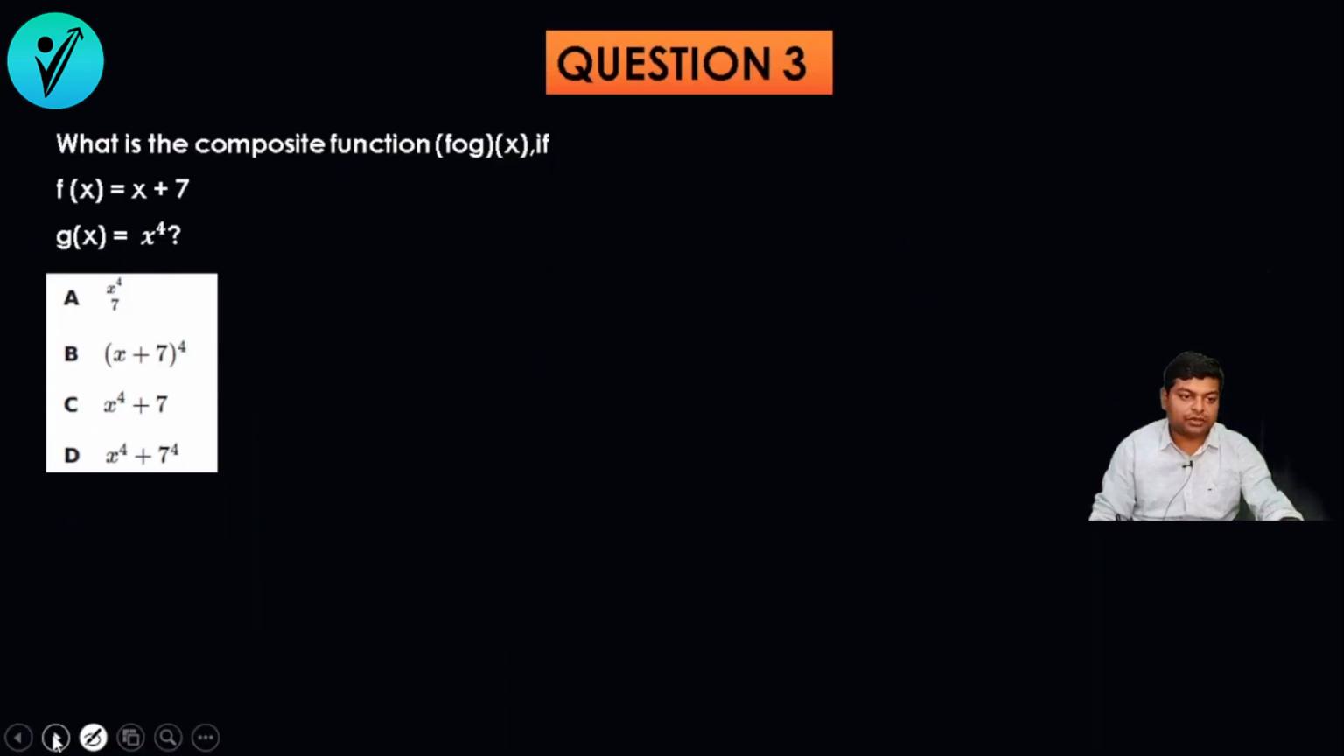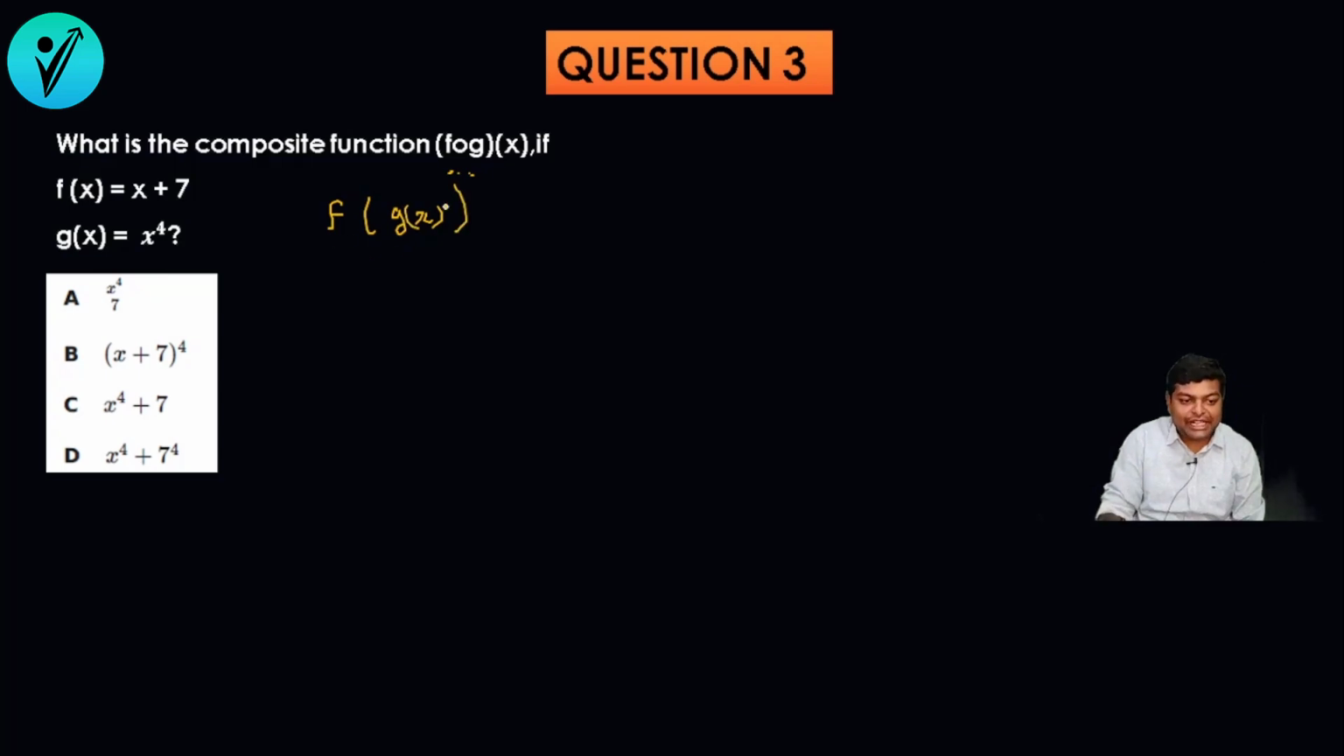Coming to the third question. The third question is from chapters of function. Again, a very simple question based on composite function. So what this question stands for, composite function of fog x means what? It means that f of g of x. Okay, so it will be written like this, f of g of x.